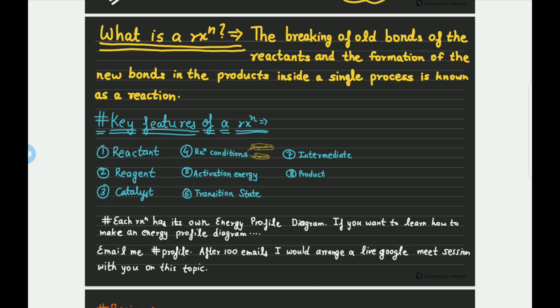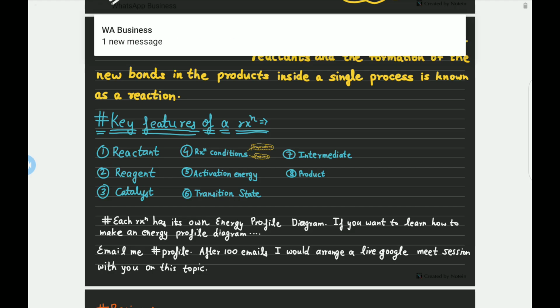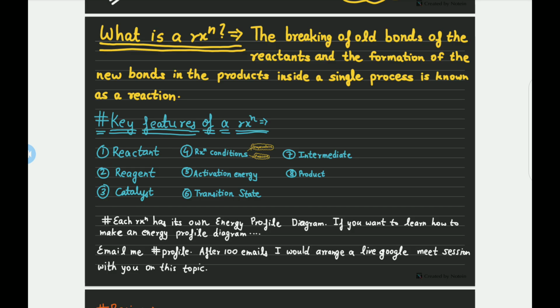Each reaction has its own energy profile diagram. What is the energy profile diagram? An energy profile diagram is a diagram which represents the different energy levels and energy changes that occur in a given chemical reaction in a single graphical representation.